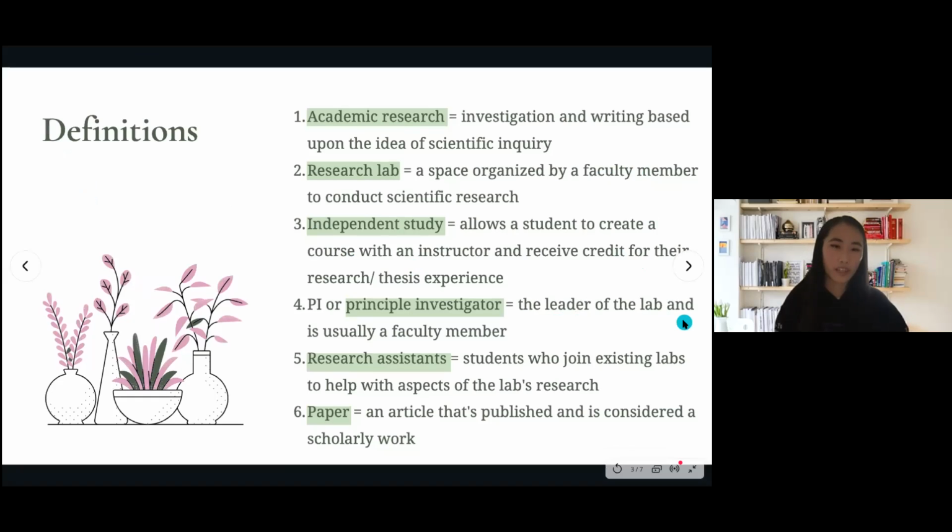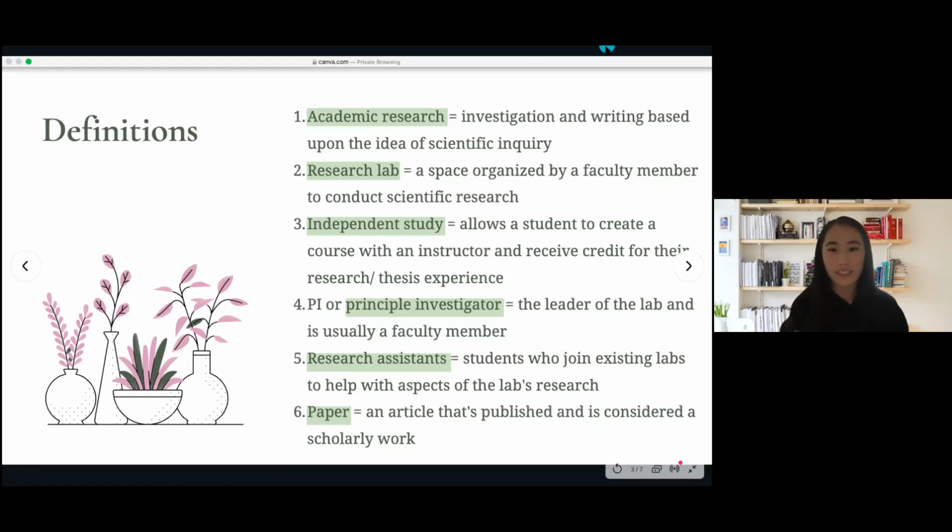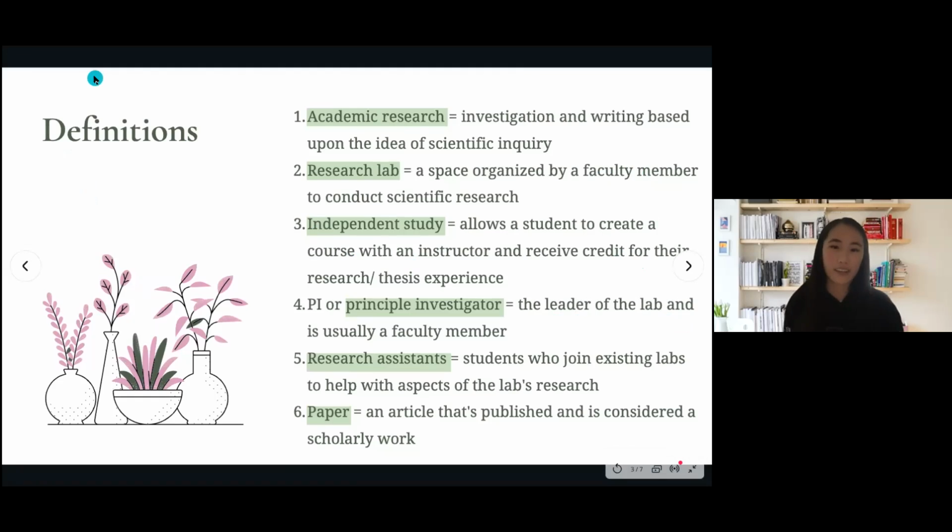It's different from joining a research lab because when you join a research lab, you tend to hop onto a research project that already exists, something that the faculty member or different lab managers or grad students are currently working on. But independent study is where you bring your own ideas and then find a mentor to help you with that.